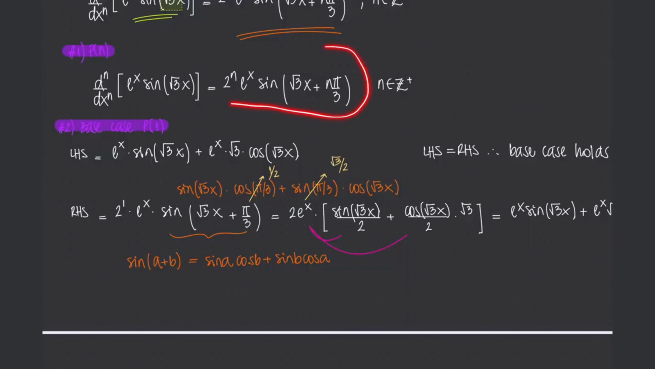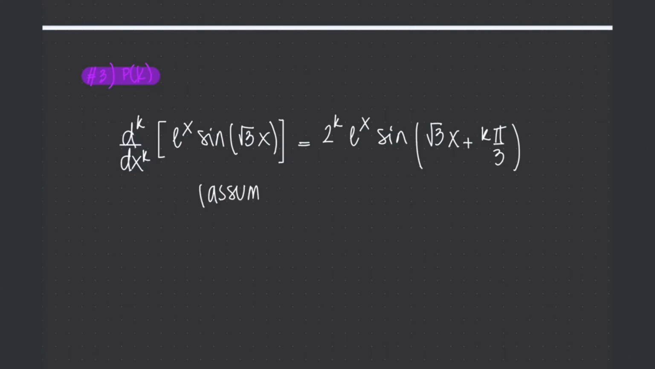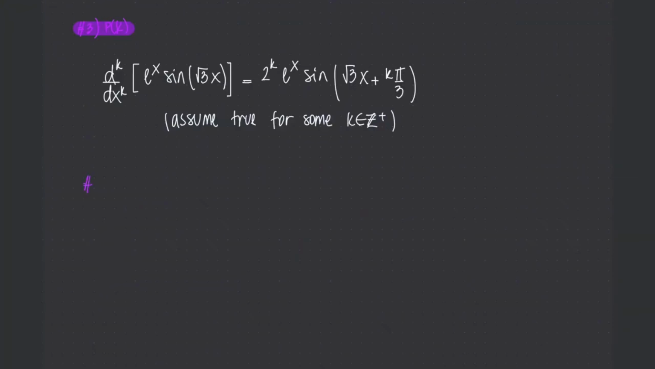Now, on P of k, where we're pretty much replacing n's by k's over here, we're going to assume that the kth derivative of this function right here is 2 to the k e to the x sine of root 3 x plus k pi over 3. We are going to assume that this is true. And don't forget to write it down. Assume that this is true for some positive integer k. Now, all easy marks are gone.